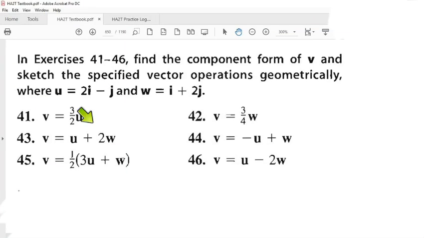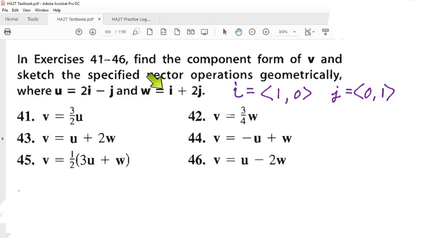I don't remember, I think this is called unit vector form or algebraic form. I'm not sure. This is the algebraic form of the vector u, and that's the algebraic form of the vector w. The i vector equals 1, 0, and the j vector equals 0, 1. So these are known as the unit vectors.